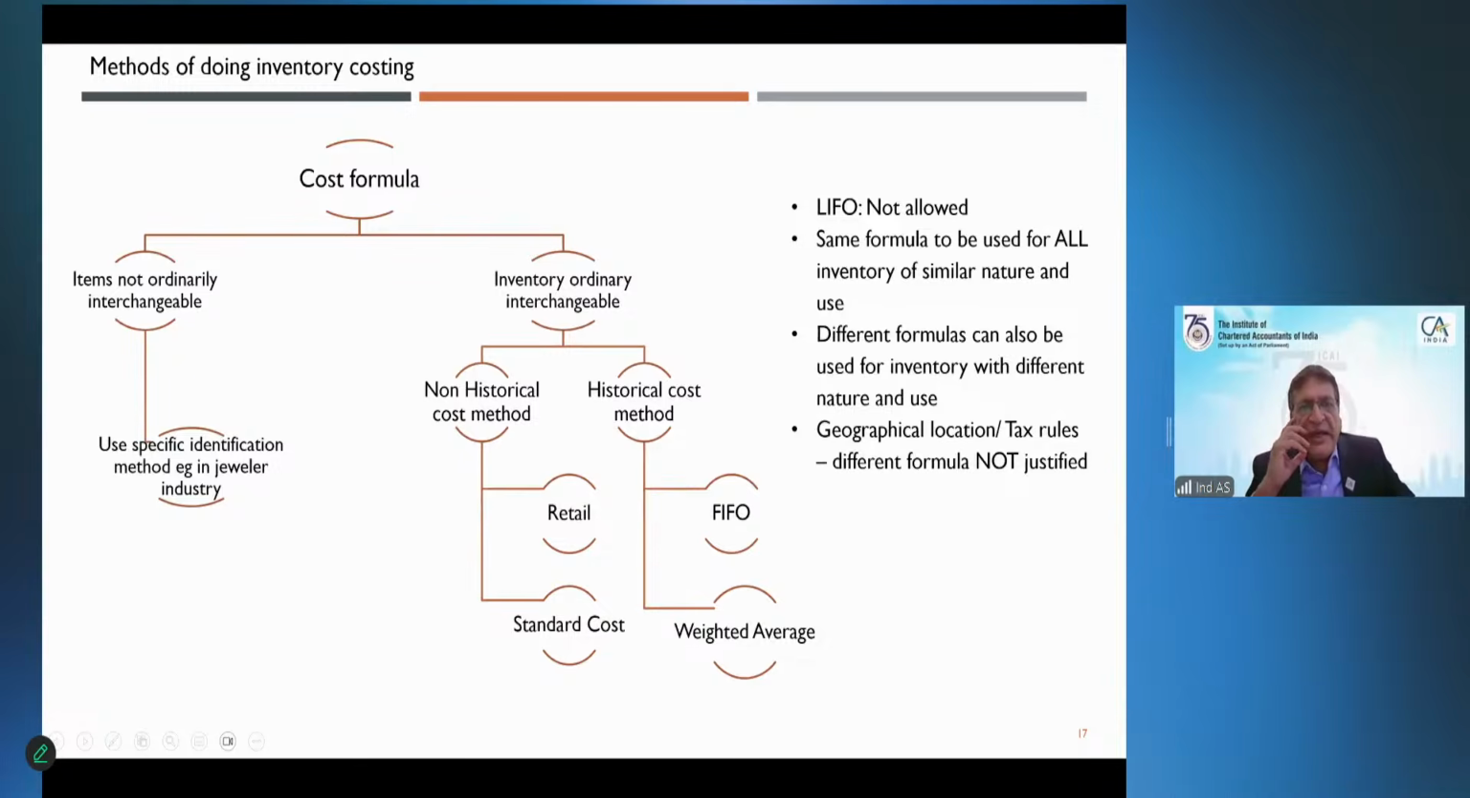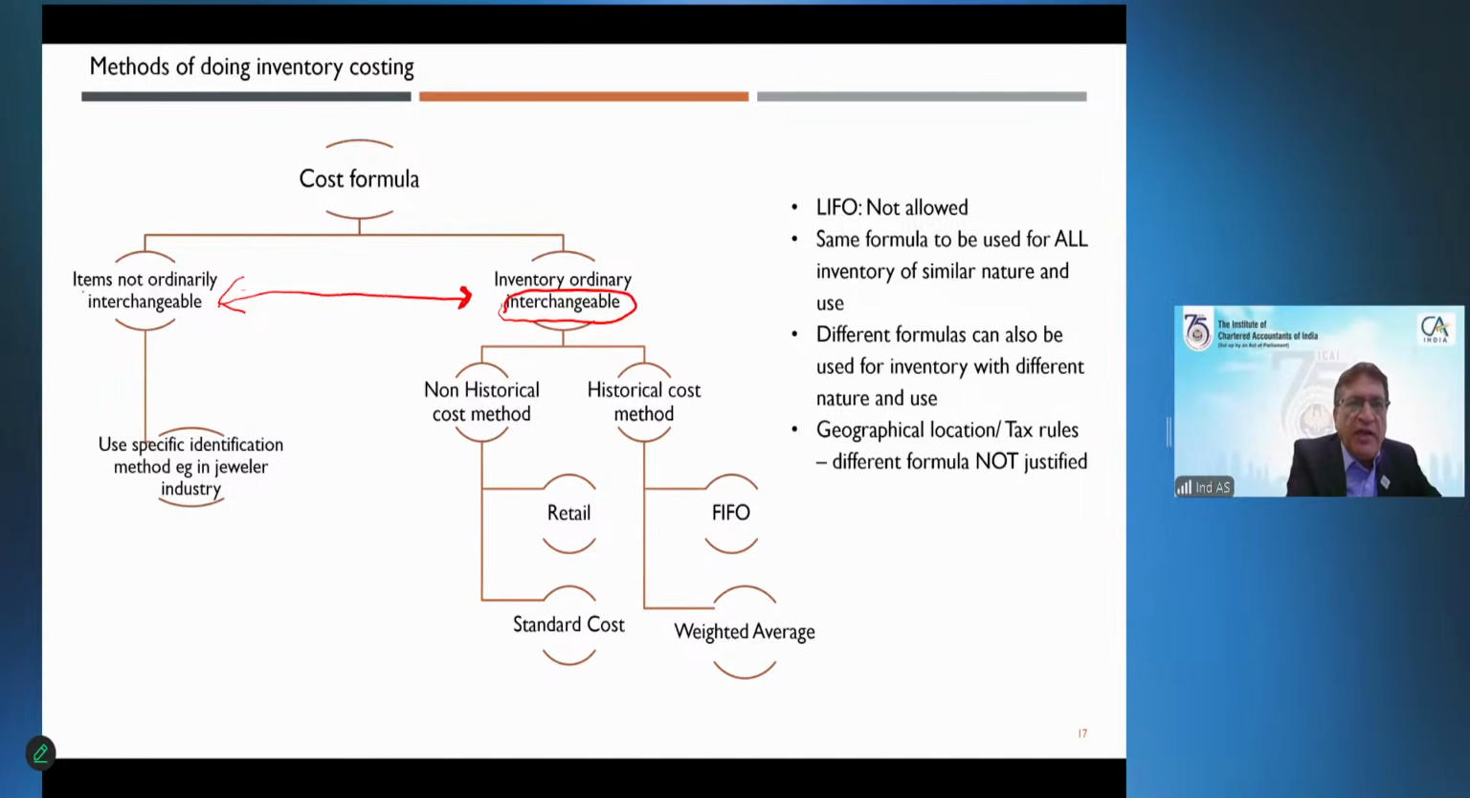Now friends, let me come to the cost formula. The way to understand the cost formula is that the standard guides two types of inventory items: inventory items which are interchangeable, or inventory items that are not interchangeable.